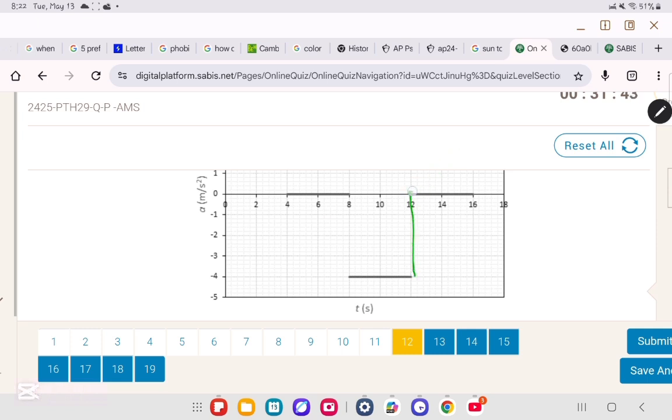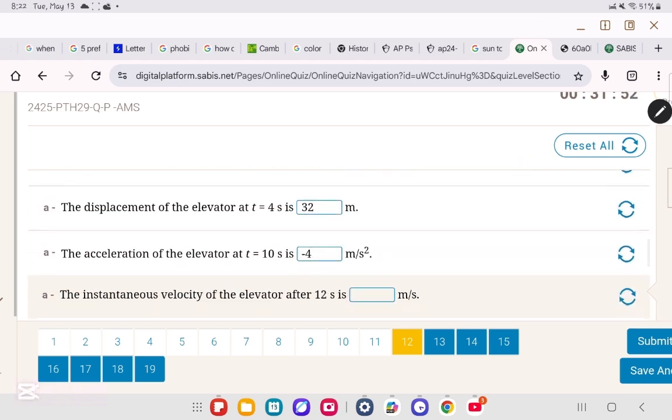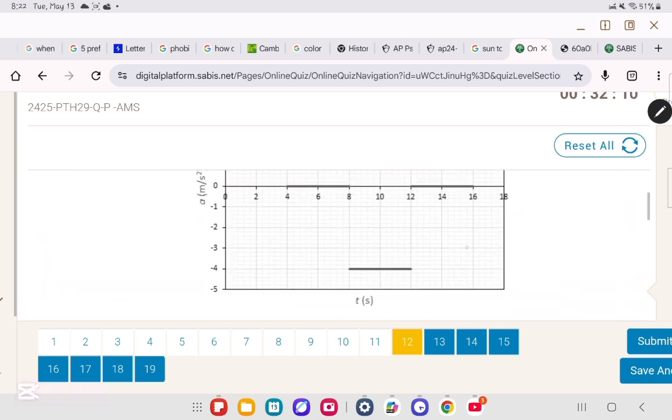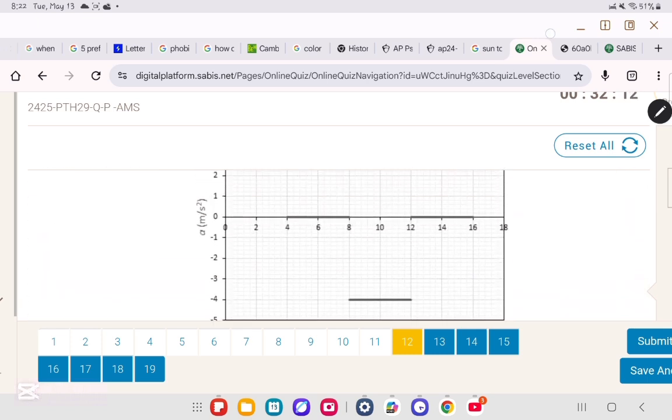It's -4, but after 12 seconds, it's what? What is the acceleration after 12 seconds? Acceleration is equal to 0 meters per second squared. But here's the thing, they want the instantaneous velocity. So the velocity is going to be acceleration times time. If acceleration is 0 and the time is 12, the time is the difference. So it's going to be 16 minus 12, which is 4. You're still going to get a difference of what? A difference of 0. Again, instantaneous velocity after 12.